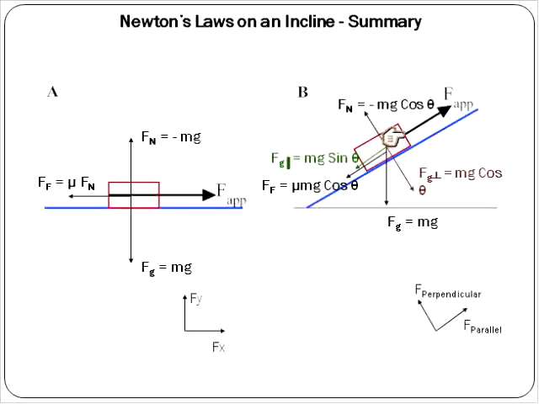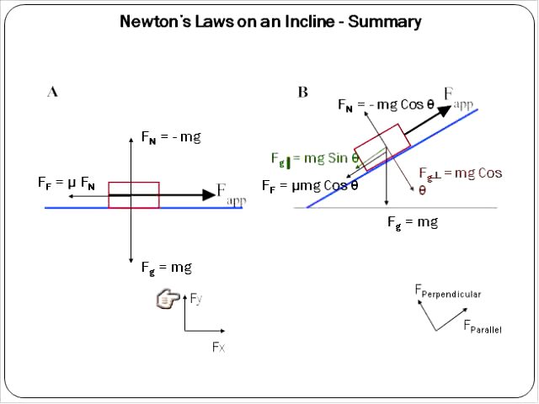This time we got an applied force pulling up a ramp. And if we're pulling a box up a ramp, friction is down. So you'd say mu Fn. Remember, Fn was mg cosine theta. So mu Fn would be mu mg cosine theta. Fg parallel, mg sine theta. F normal, mg cosine theta. And Fg perpendicular, also mg cosine theta.